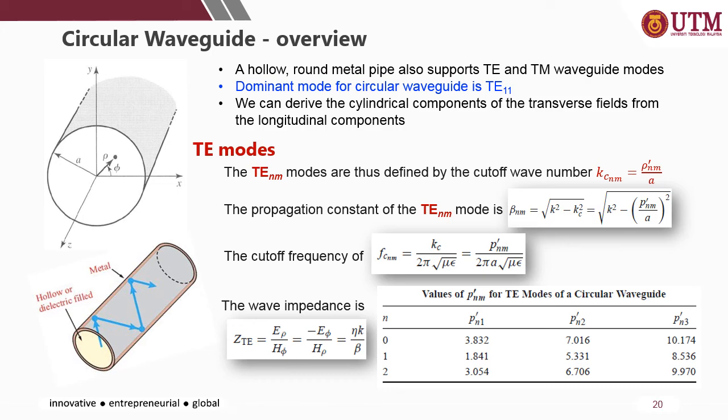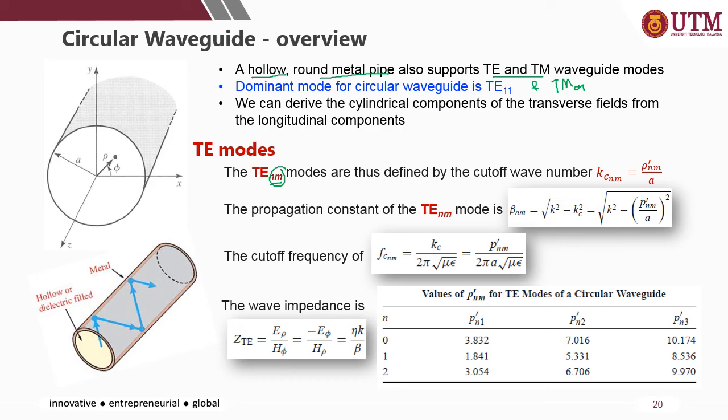Okay, a circular waveguide, like the rectangular waveguide, is a hollow structure, a round metal pipe that supports TE and TM waveguide modes. The dominant mode is TE11, and for TM it is TM01. So the modes are defined by nm. If you compare to rectangular, it is TEmn, but for a circular waveguide, it is TEnm or TMnm, right? The order of the subscripts, right?